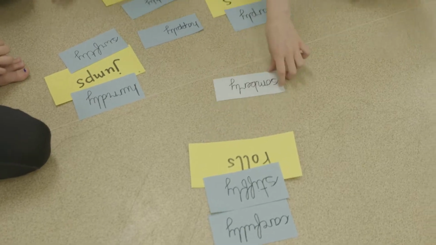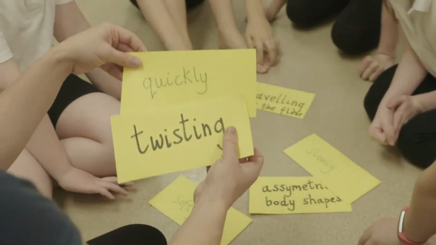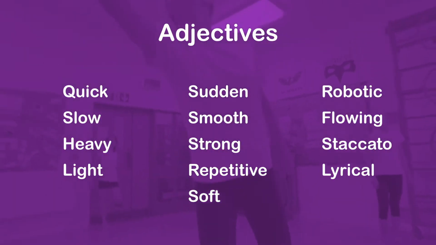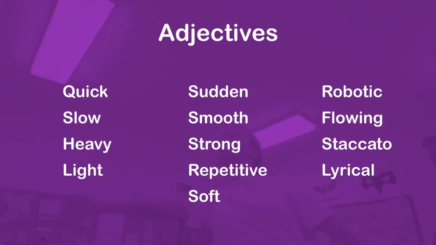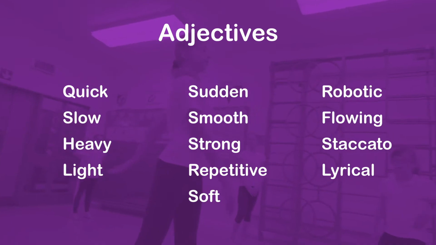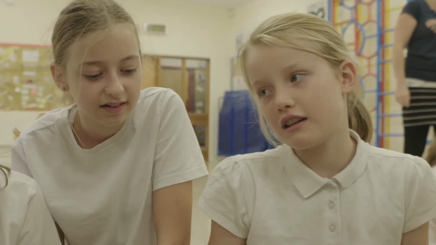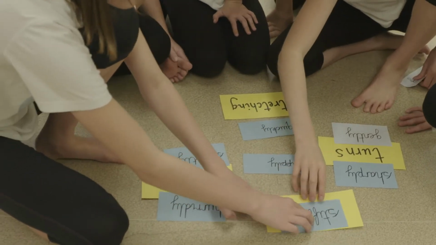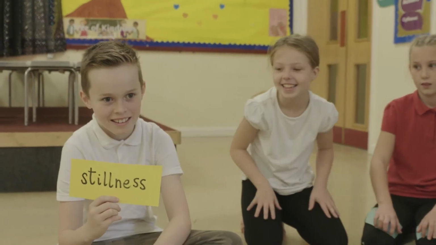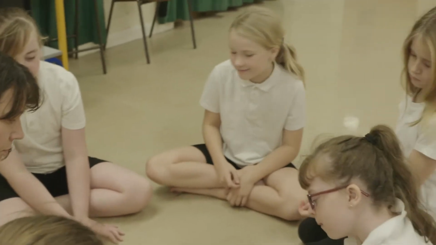Introduce adjectives and encourage the learners to use describing words like quick, slow, heavy, light, sudden, smooth, strong, repetitive, soft, robotic, flowing, staccato, and lyrical. You could display this specific dance vocabulary on a wall or on flashcards, so the learners become familiar with each word and are confident to use them in your lessons.